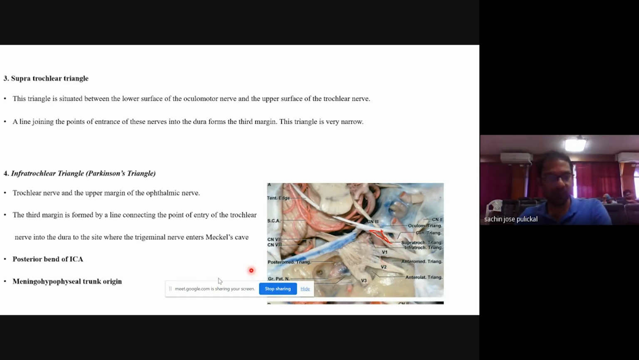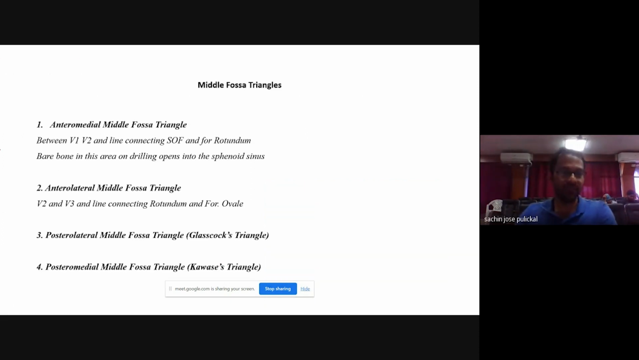But as we know, the cavernous sinus margins are medial to this area. So the triangles in this area are outside the cavernous sinus. But since they are in close relation to the cavernous sinus and are exposed in most of the cavernous sinus approaches, they are discussed in this section. So the middle fossa triangles.